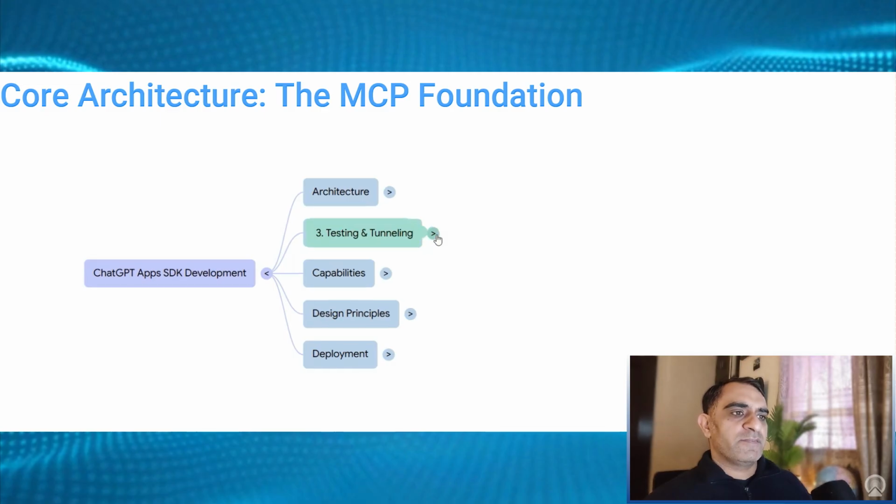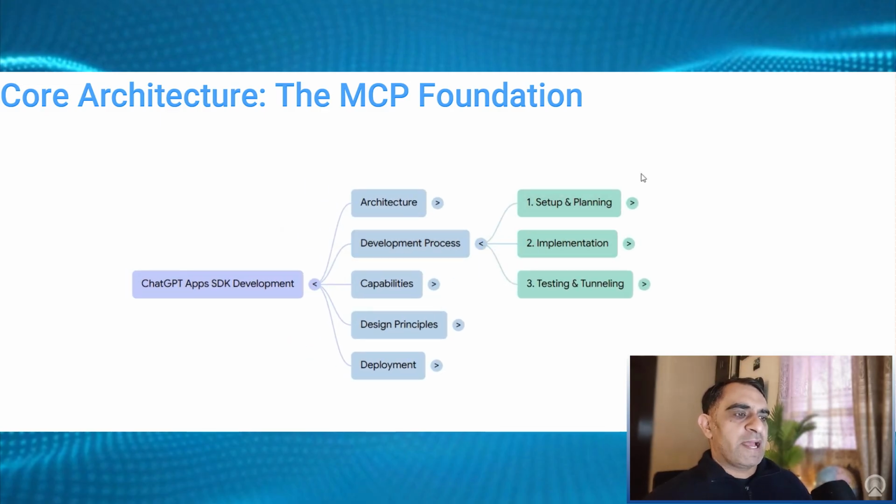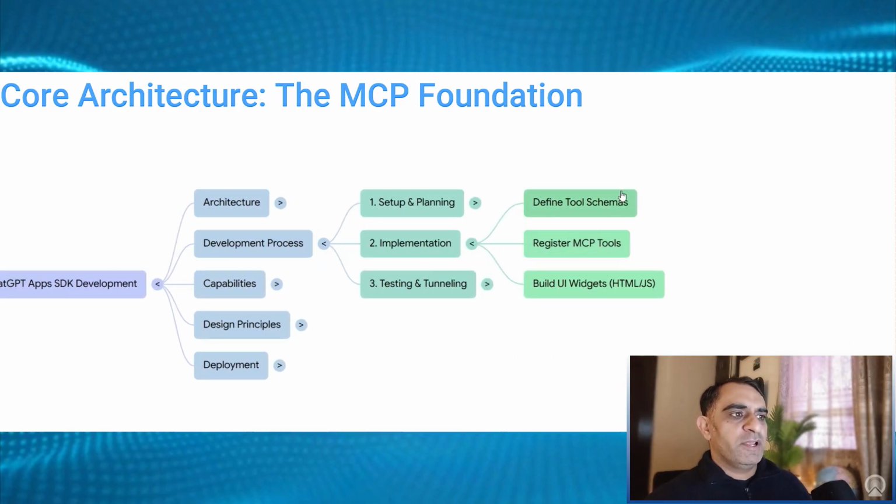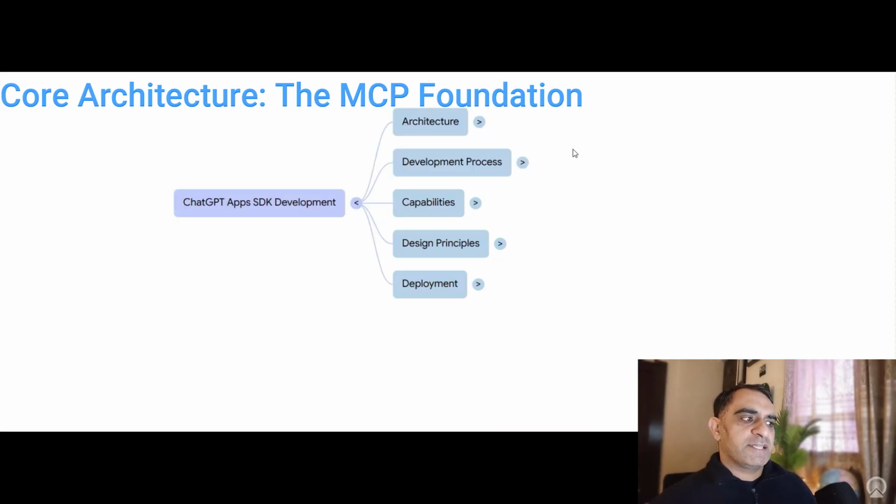In development, setup and planning are fine, but implementation is important. You're going to define tools with your schemas and register MCP tools as your functionality, and you're going to build the HTML and JavaScript that can render on the ChatGPT interface. Let's get into the code now.